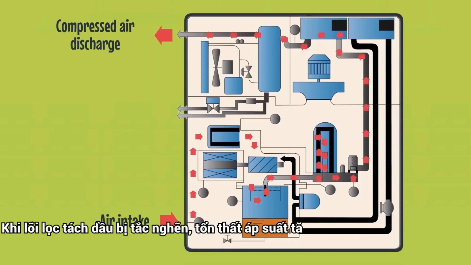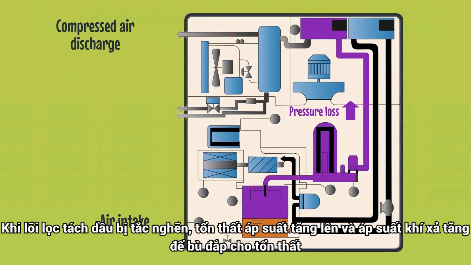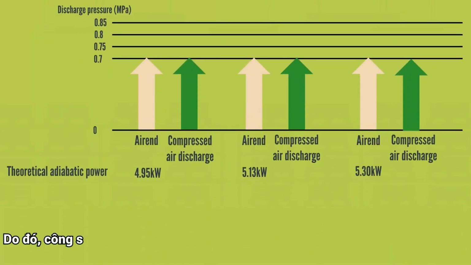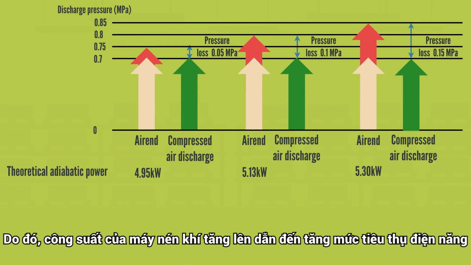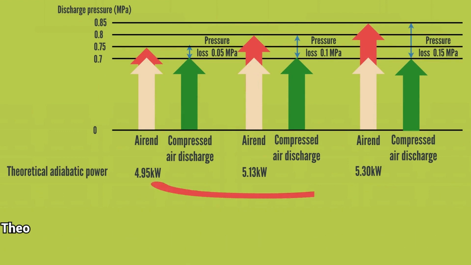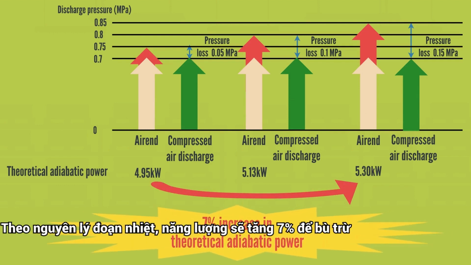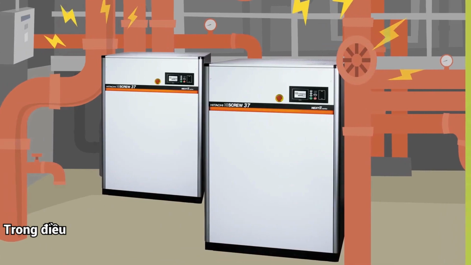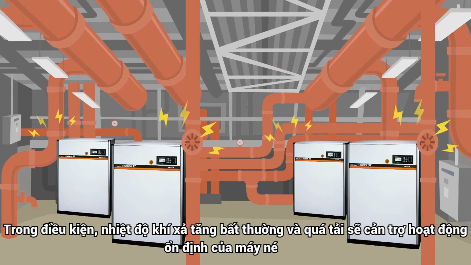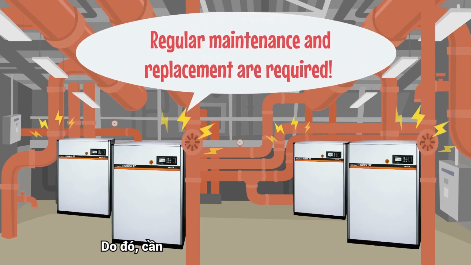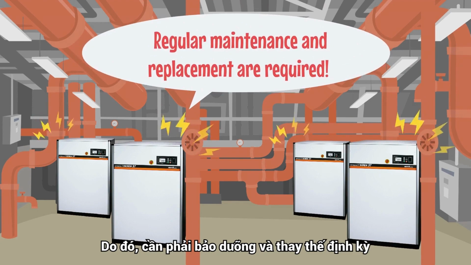As the oil separator element becomes clogged, the pressure loss increases, and the discharge pressure of the air end rises to compensate for the loss. As a result, the power of the compressor increases, leading to an increase in power consumption. In terms of the theoretical adiabatic power, the power will increase by about 7% to compensate for the pressure loss of 0.1 megapascals. In addition, abnormal discharge temperature and overloading will hinder the stable operation of the compressor. Therefore, regular maintenance and replacement are required.